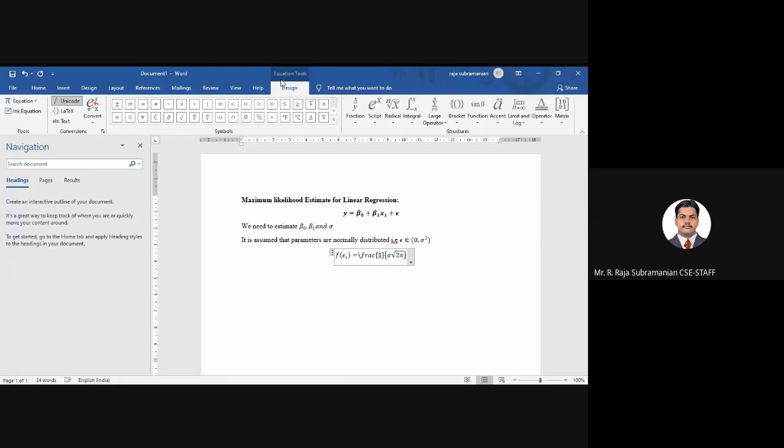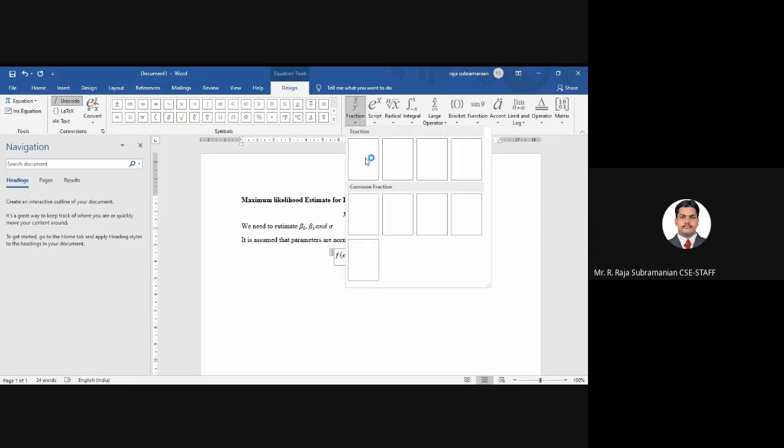So what? 1 divided by sigma square root of 2 pi. Right, this is actually the term. I need to convert this, it is not working. I can use this directly.